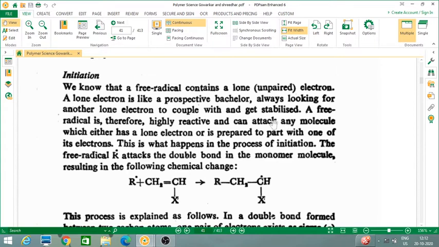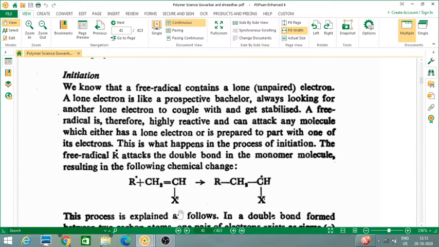So we will just revise it. A free radical is therefore highly reactive and can attack any molecule which either has a lone electron or is prepared to part with one of its electrons. This is what happens in the process of initiation. The free radical R star attacks the double bond in the monomer molecule, resulting in the following chemical chain.